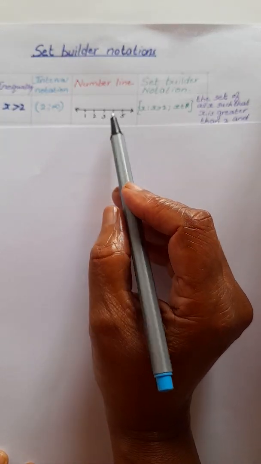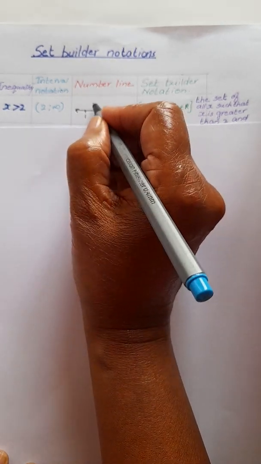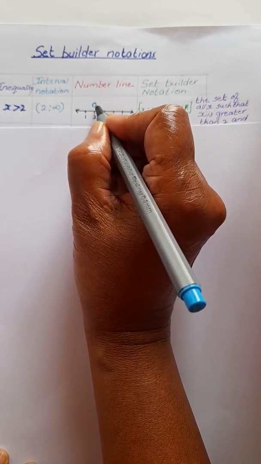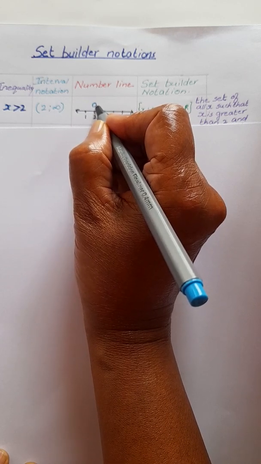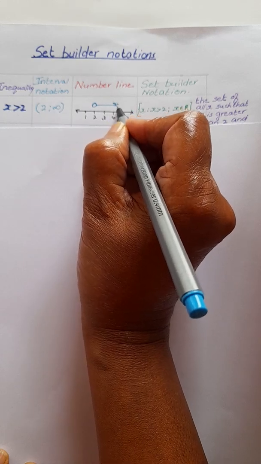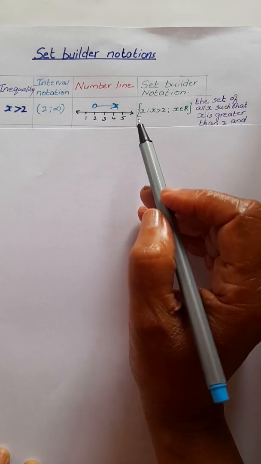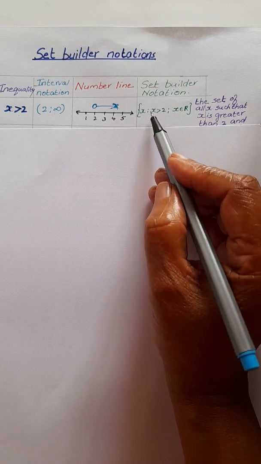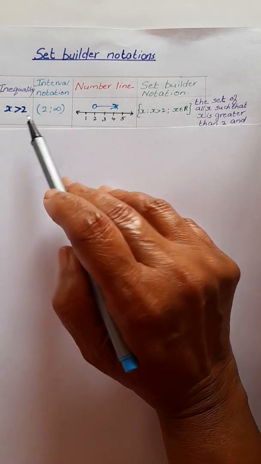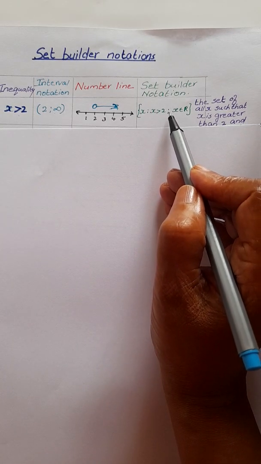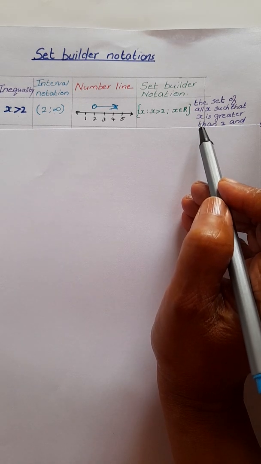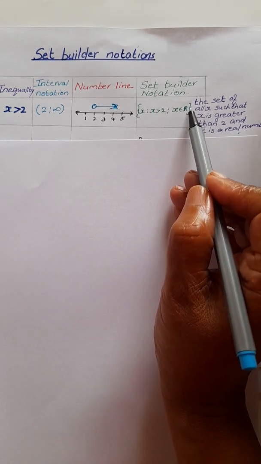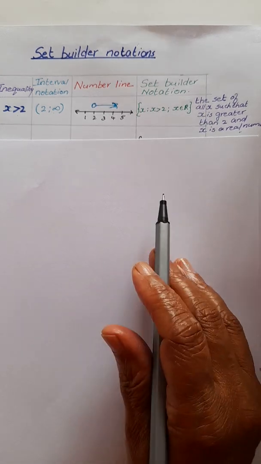Then on the number line, we choose the number 2, and 2 is excluded, so you draw the open circle, the circle which is not shaded, and then towards the right. To write in set builder notation, you use a curly bracket, x, then a colon, that means such that x is greater than 2, same as the inequality, and then x is a real number. So this sign means x belongs to the real numbers. It's an element of the real numbers.